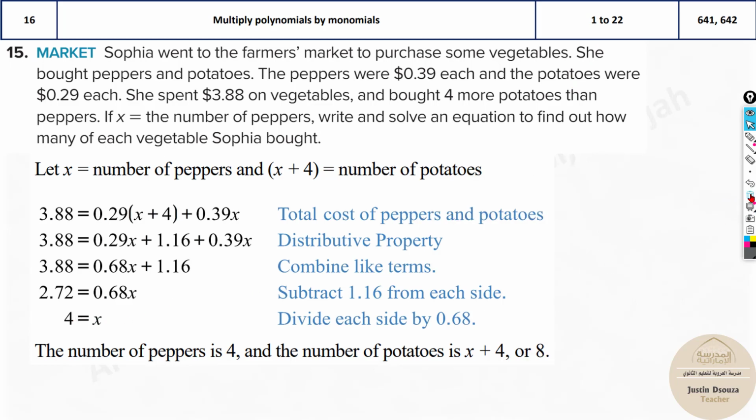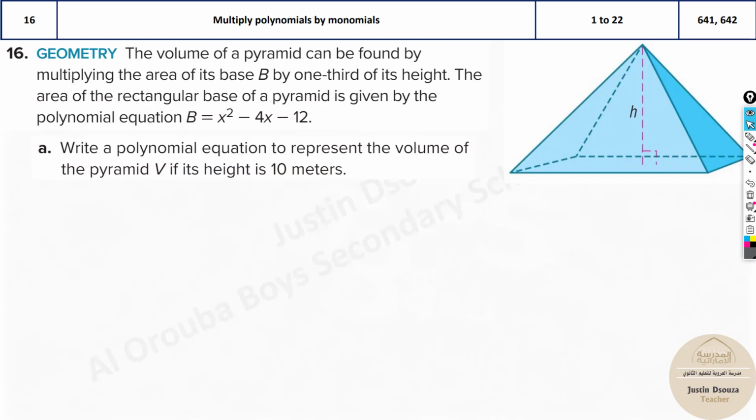x is the number of peppers. What is the number of potatoes? Add 4 to it. That's 8. 4 plus 4 is 8. So she bought 4 peppers and 8 potatoes. That's the answer. Here we have a geometric problem.